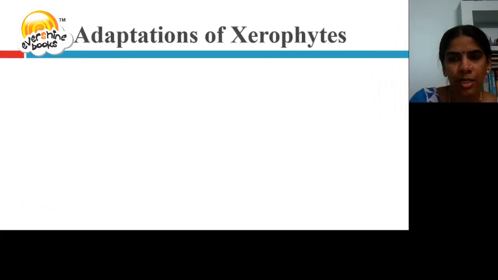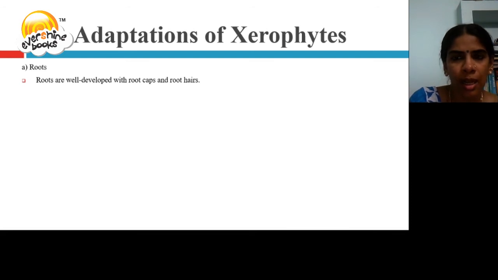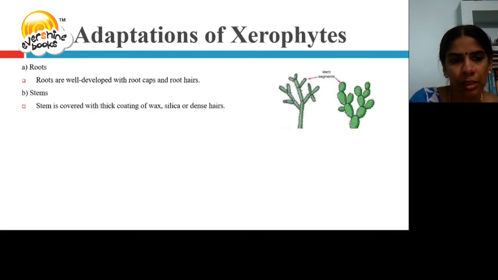Adaptations of the last type of plant, the xerophytes. Roots: you can see there must be well developed roots because these plants have little or no water available. Stems: stems are covered with a thick coating to prevent transpiration because they are not supplied with water, only soil is there. So they have to control the water expellation from the plant.